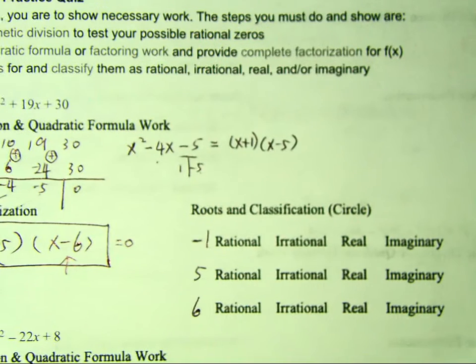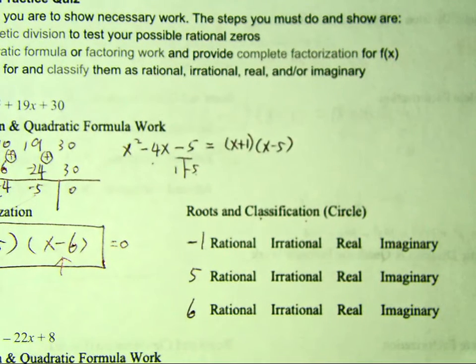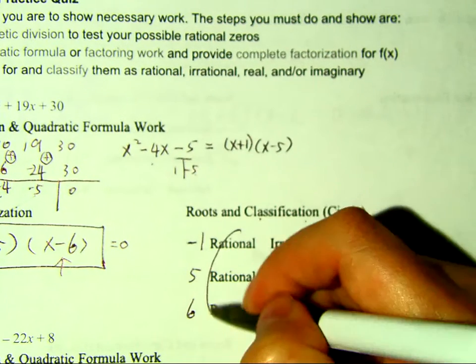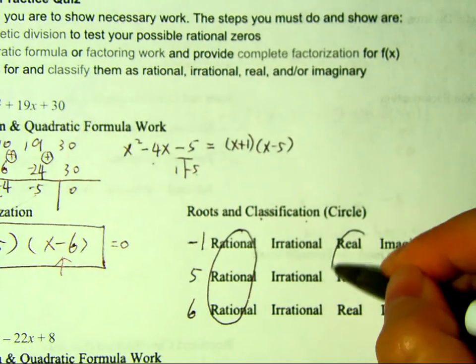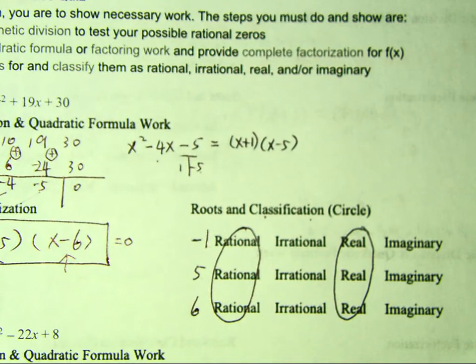And then after you find the solutions, you need to classify what those numbers are. Look at all those numbers. They are rational numbers, right? So you just circle rational. And then they are all real numbers. So just circle real. And that's it. That's how you work on this question.